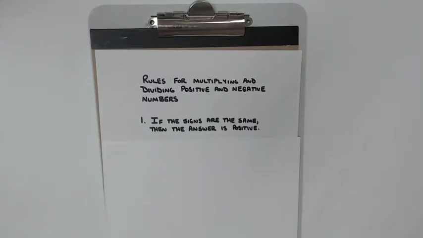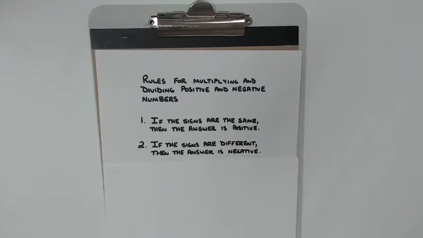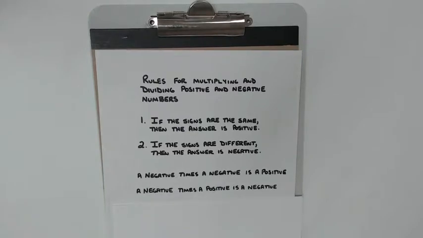If the signs are the same and you're multiplying or dividing these numbers, your answer is going to be positive. If the signs are different, your answer is going to be negative. So it's just as simple as saying, hey, a negative times a negative is a positive, or a negative times a positive is a negative. If the signs are the same and you multiply or divide them, your answer is going to be positive. If the signs are different and you multiply or divide them, your answer is going to be negative.